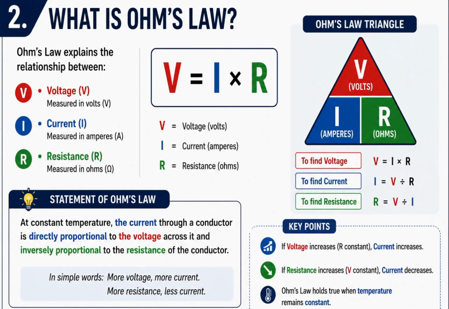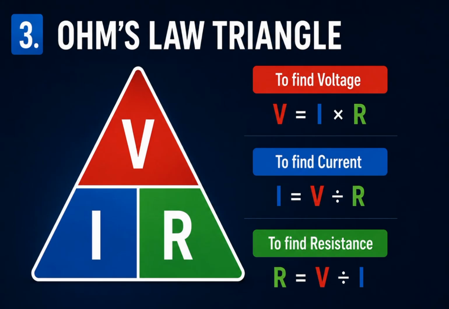So like you can see, V stands for the voltage, which is measured in volts. I stands for the current, which is measured in amperes. And R represents the resistance, which is measured in ohms. And like I said in the previous video, this is just the formula. This is Ohm's law triangle.